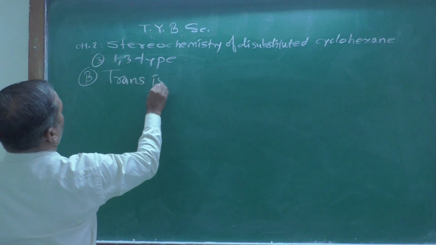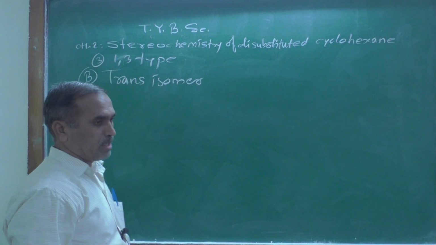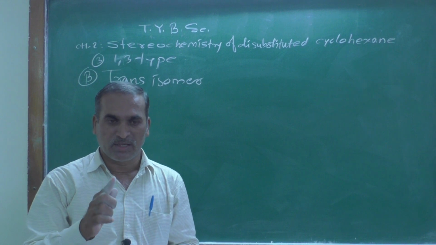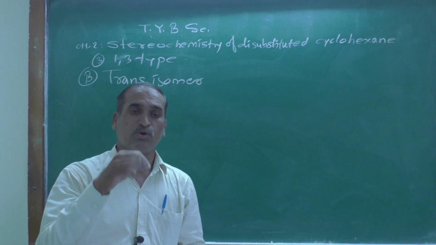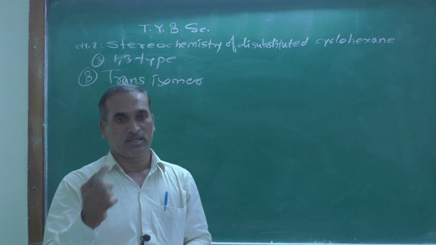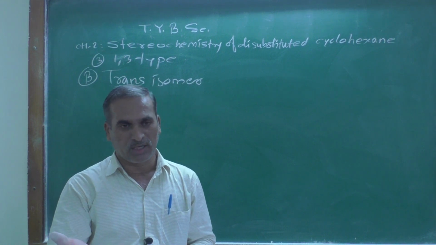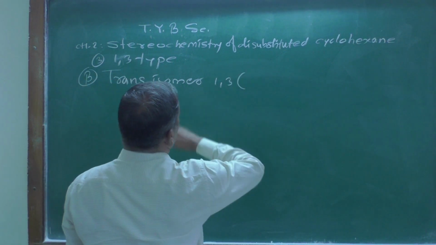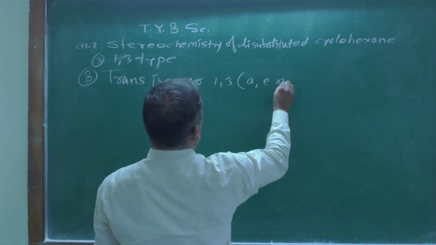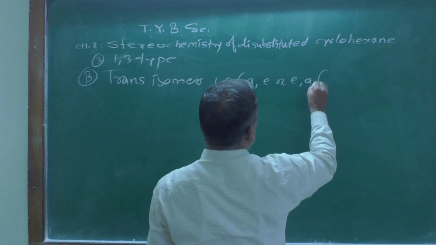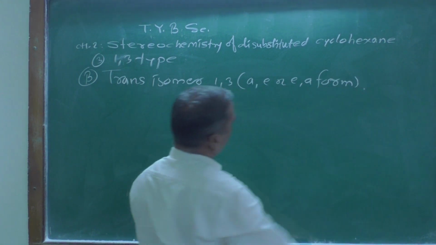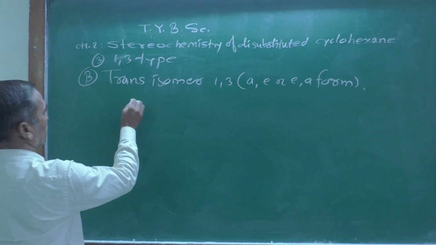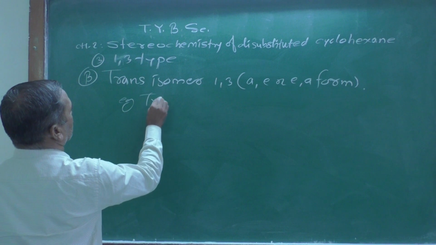Trans isomer. What type of bond, what type of form is it, whether both substituents are present at axial, equatorial, or axial equatorial? Yes, here it is 1,3 which is AE, or we can call it an EA form, right? EA form.